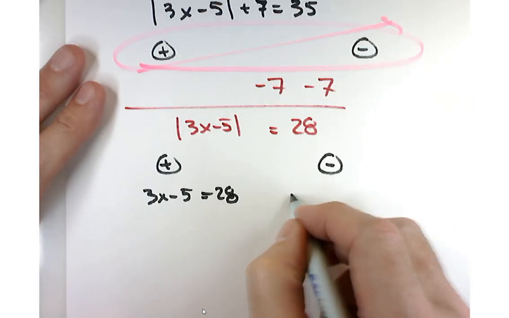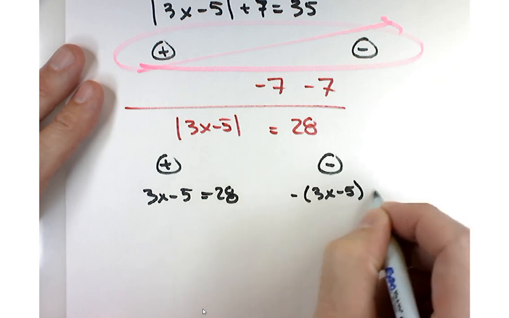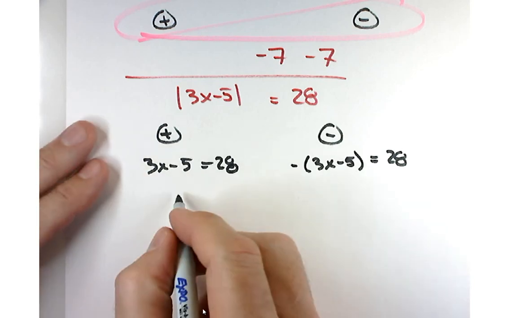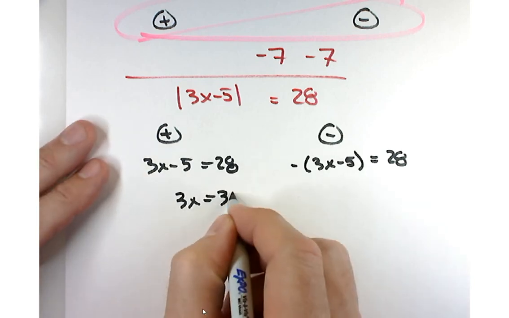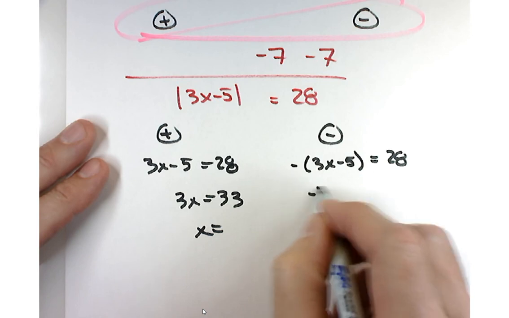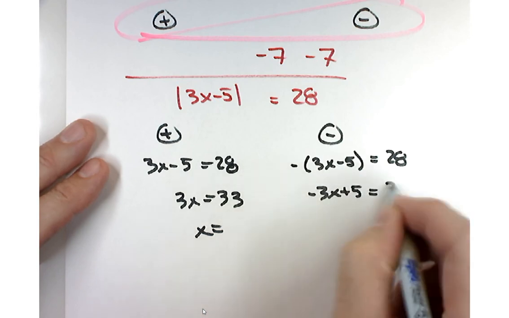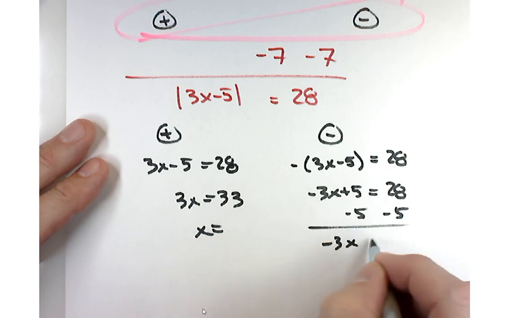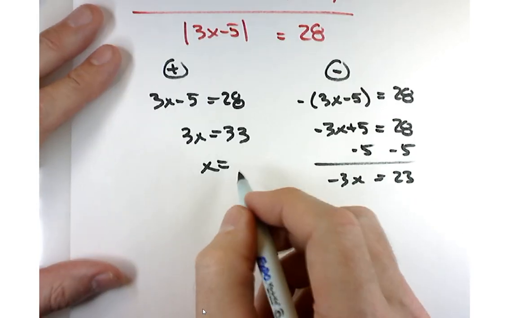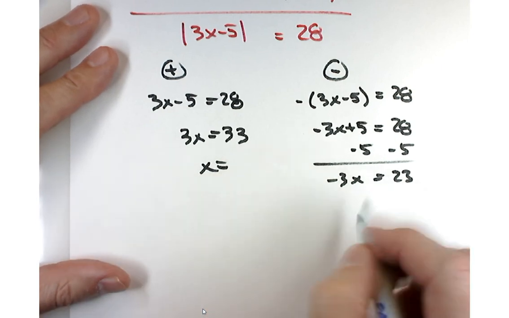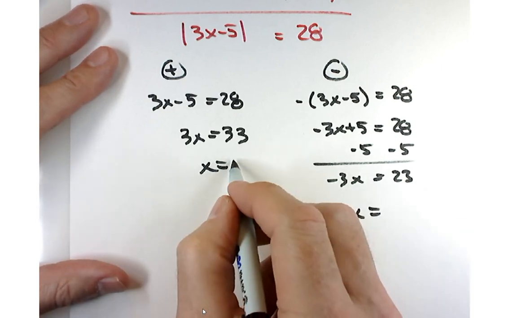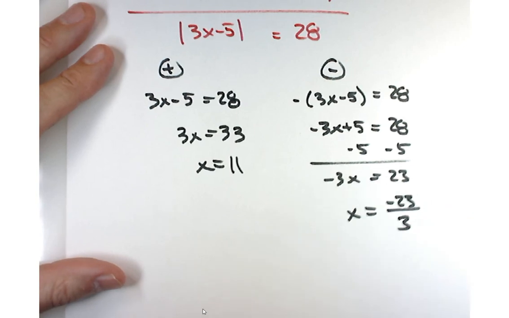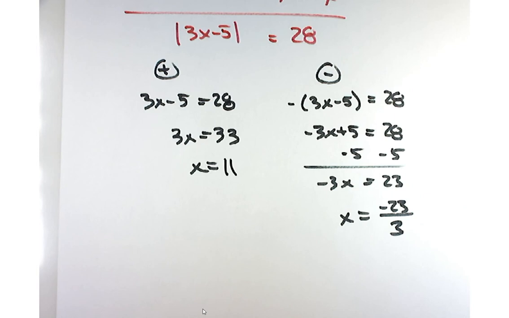So I did want to get back and look at some more typical examples, and this would be a more typical example. So add 5 to both sides. Over here, I distribute and then subtract 5 from both sides. Negative 3x equals 23. What are my two solutions? 11 and negative 23, negative 23 over 3. Perfect. Two solutions.